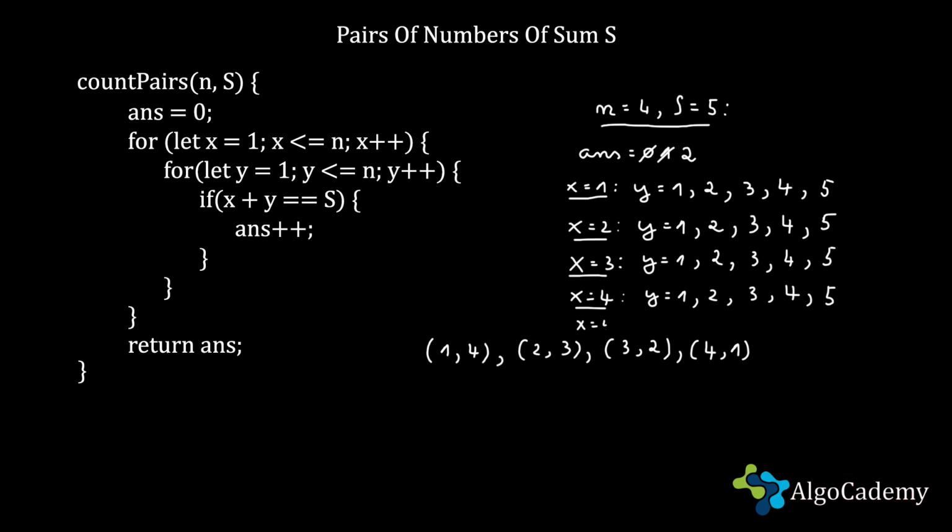X equals 5, but this time 5 is greater than 4 and our algorithm is going to stop. We are going to exit this for loop and we will return the answer, which is 4. Sorry about that, I forgot to increment the answer, which is 4. So as you can see, everything is fine.